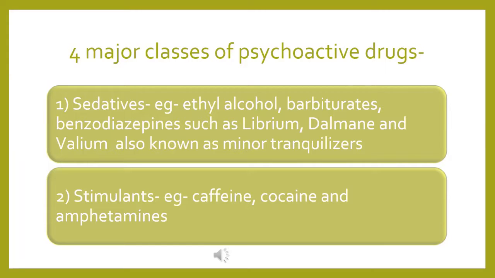So the first one is sedatives. Sedatives decrease activity levels, induce calmness and produce sleep. So for example, ethyl alcohol, barbiturates, benzodiazepines such as Librium, Dalmane and Valium. They are also known as minor tranquilizers because they are central nervous system depressants, and so they can help to combat anxiety and tension, and that's the main function. So hence they are called minor tranquilizers also.